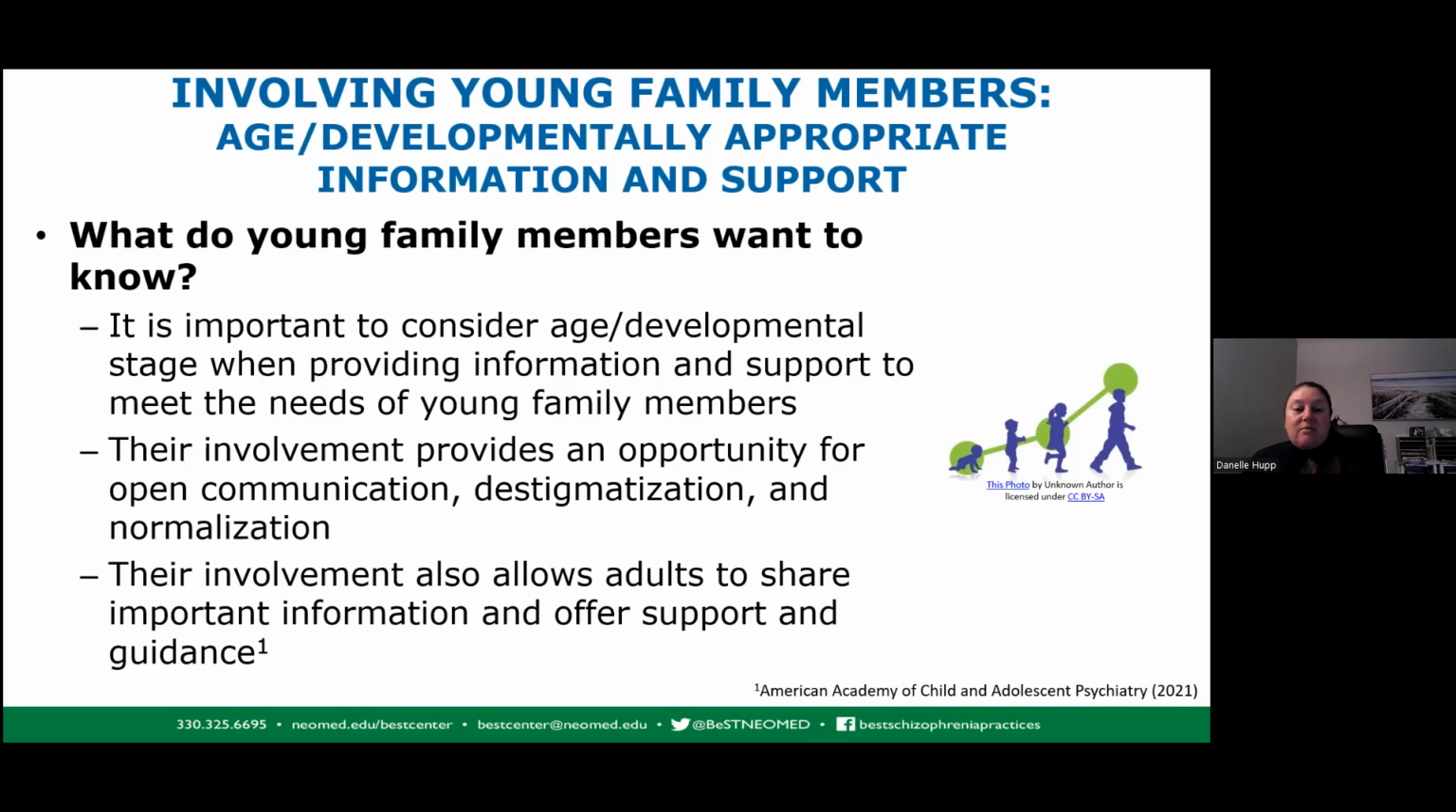And also, having a young person involved allows the adults to share important information, and then they can offer support and guidance to the young person. But I think a really important piece we can talk about is, oftentimes the adults in the home, including the individual in treatment, don't know what to share, how to share it, or what signs to look for that the young person might need more information or might be in distress. And so those are all things that could really benefit this whole family system when you're working with an individual one-on-one in treatment.